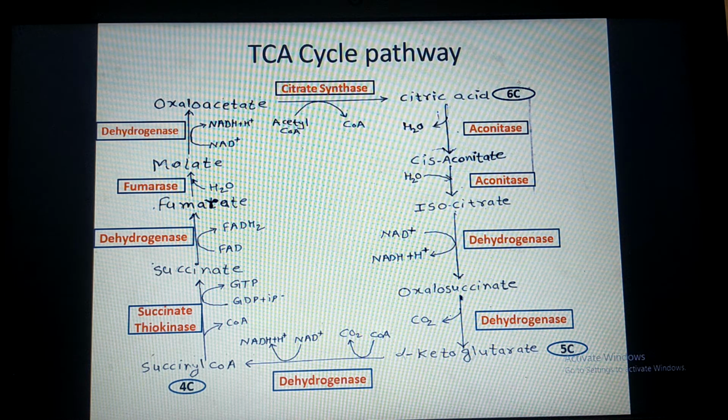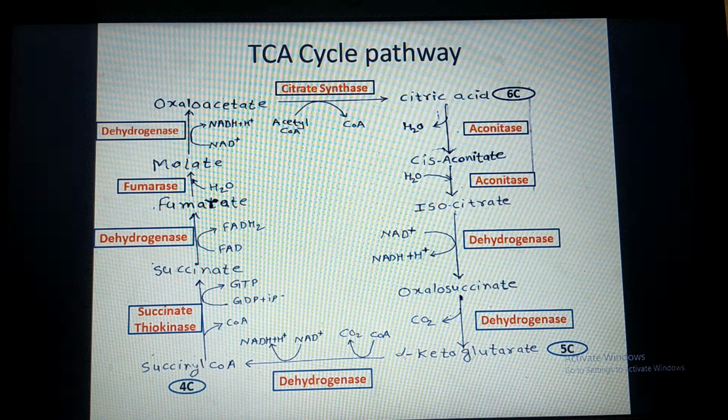Now the succinate or succinic acid which is formed then undergoes further oxidation by removal of 2 hydrogen atoms to form fumarate. The 2 hydrogen atoms removed during the reaction are accepted by a coenzyme FAD which gets reduced to FADH2. The enzyme required for this step is succinate dehydrogenase. Now the fumarate or fumaric acid which is formed undergoes hydration with the help of enzyme fumarase by adding a water molecule to form malic acid or malate.